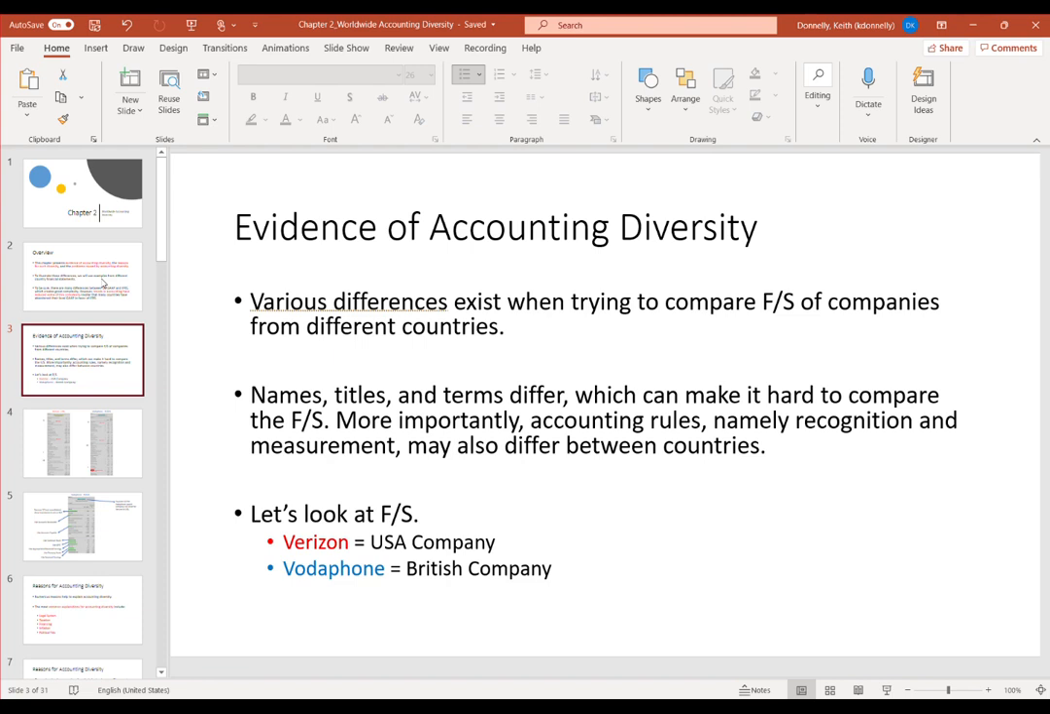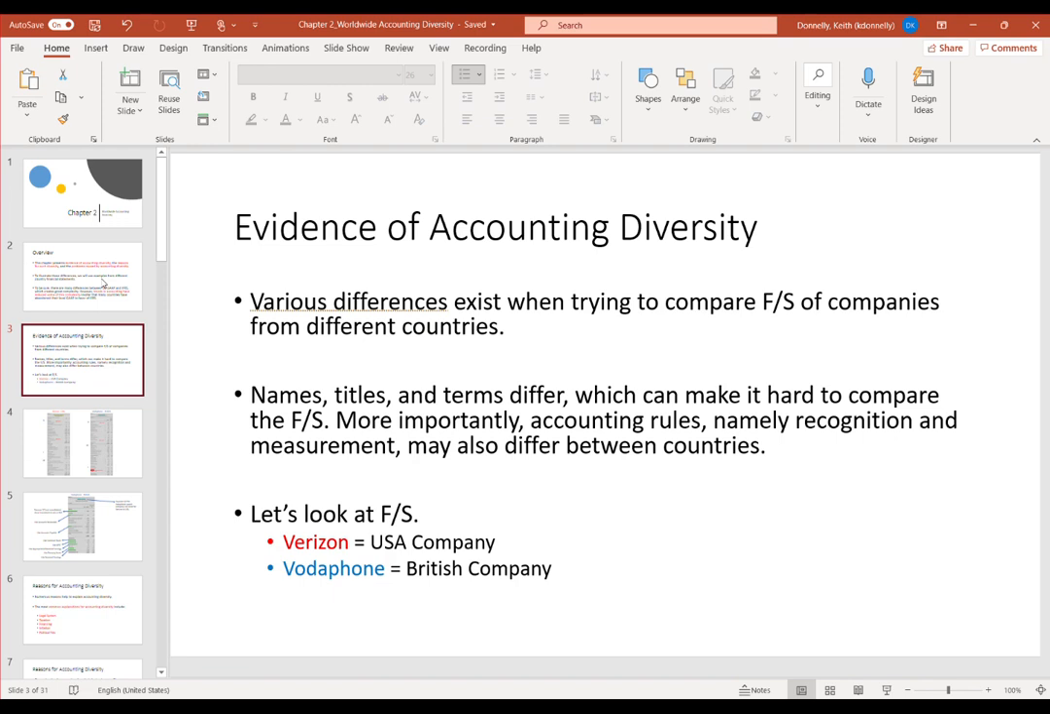Right off the bat, names, titles, and terms differ. You're not going to be able to have an apples to apples comparison looking at two different financial statements. Likewise, even if you do have a cash account where you can say, okay, that makes sense, that's the equivalent of the cash in the US, it doesn't necessarily mean that the accounting treatment for it was conducted in the same way. In other words, there could be different accounting rules that are used.